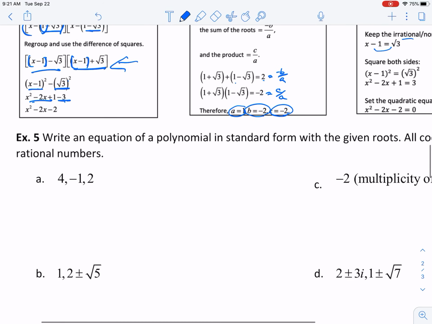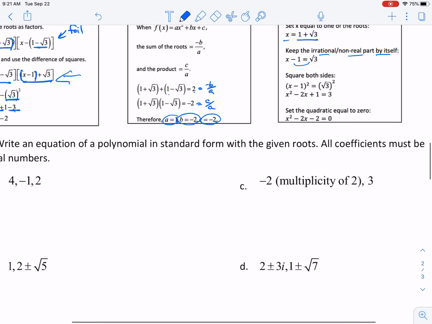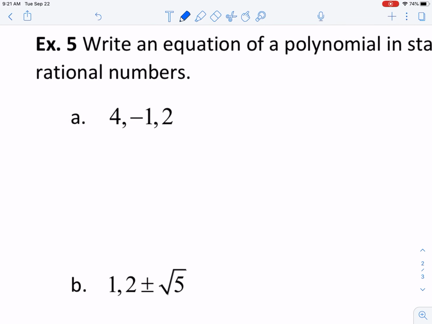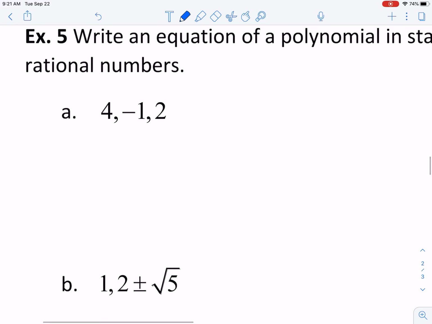Alrighty? So, write an equation of a polynomial in standard form with the given roots. All coefficients must be rational numbers. All right. Meaning they can be fractions, but they can't be imaginary or square roots. So first you turn these into factors. So it's x minus 4, x plus 1, x minus 2. Remember to always change the sign.